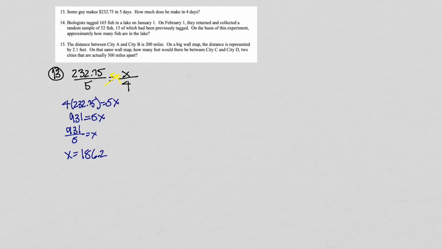Now, this is money, right? This is how much we're going to make in 4 days. So since it's money, I'm going to claim this is $186. And money, I'm going to write 2 decimal places here. So in 5 days, we make this much money. In 4 days, we make this much money.